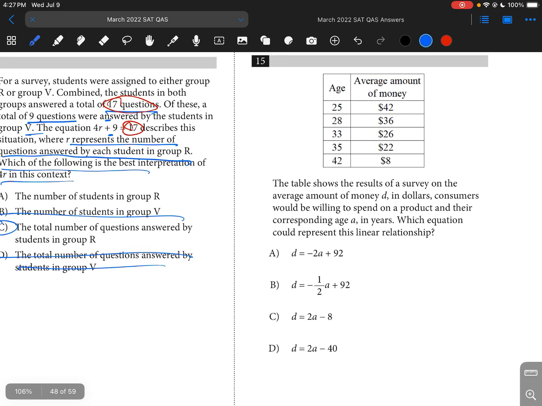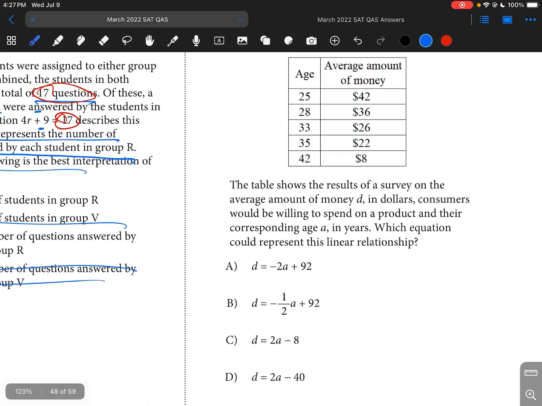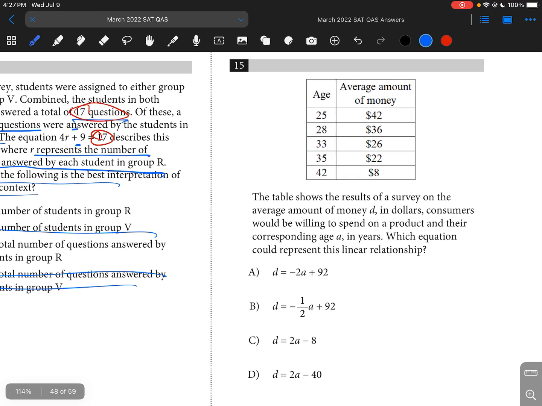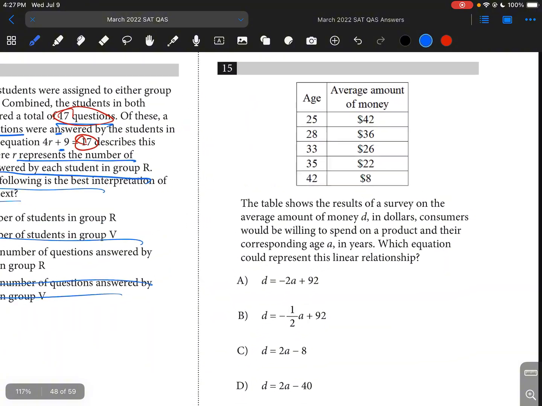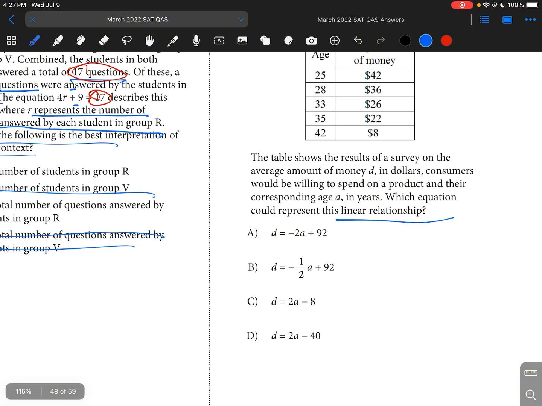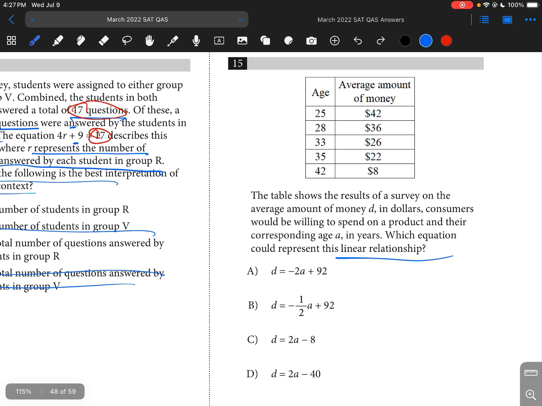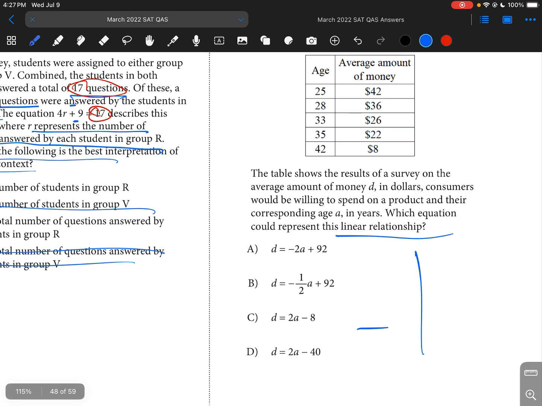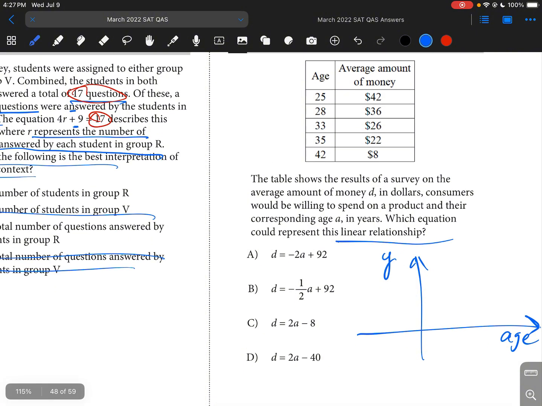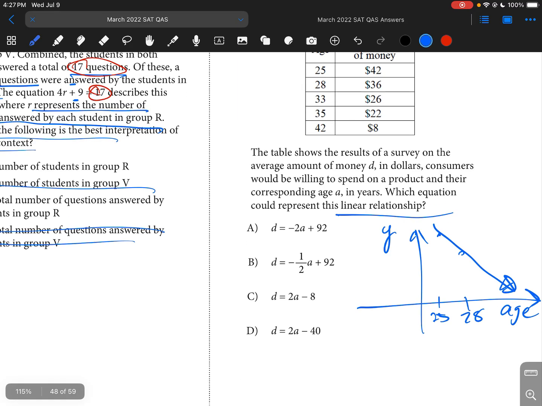Number 15. The table shows the results of a survey on the average amount of money in dollars consumers will be willing to spend. What is the relationship that can represent this linearity? Okay, so by saying linearity, they're basically saying that there is some type of line, whether it be this way or this way, that can represent this relationship off of this table. So if we make a quick graph, where age is on the x-axis and amount of money is on the y-axis, you can see that at 25 you're spending 42, at 28 you're spending 36, so you have a negative slope. So with that alone, you can eliminate C and D.